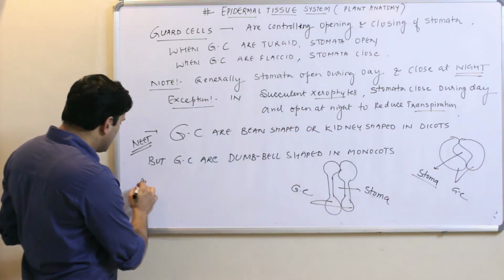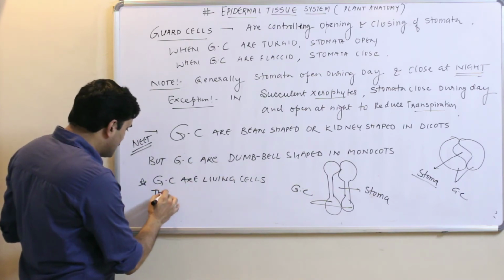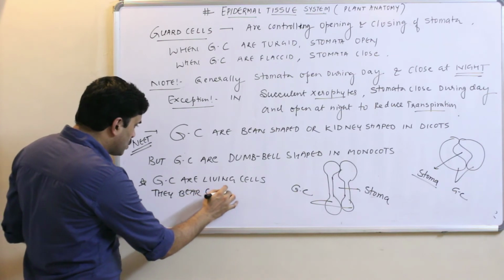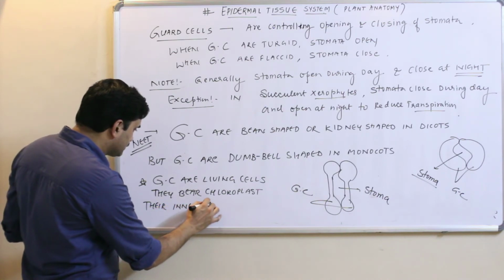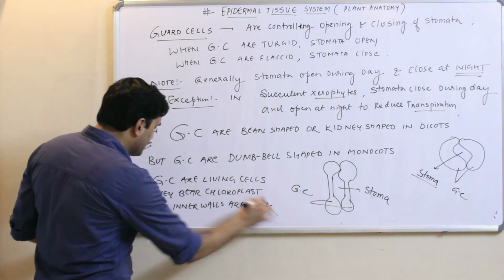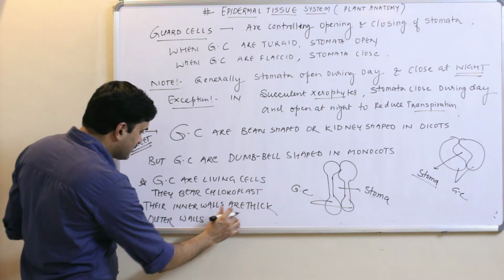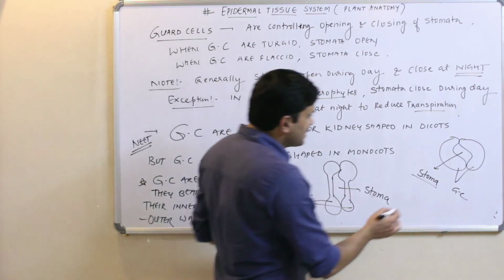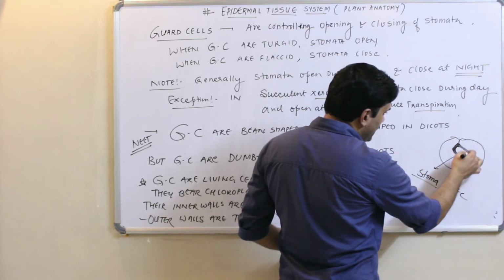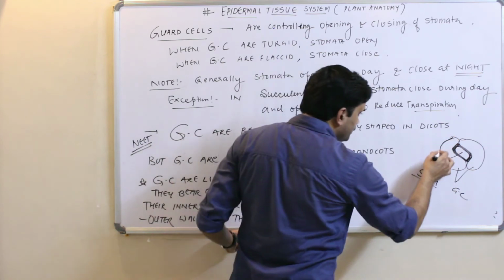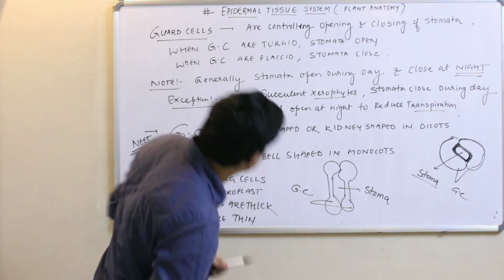And one more thing, guard cells are living cells. They bear chloroplasts. Their inner walls are thick, outer walls are thin. Like this, if this is the guard cell, then always remember that the inner wall, which is surrounding the stomatal pore, will be thick, and the outer wall will be thin. Are you getting? So this is all about the guard cells.